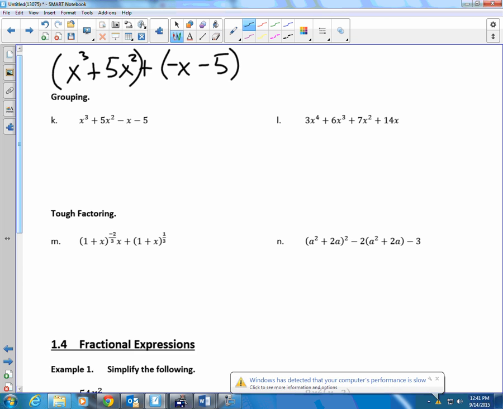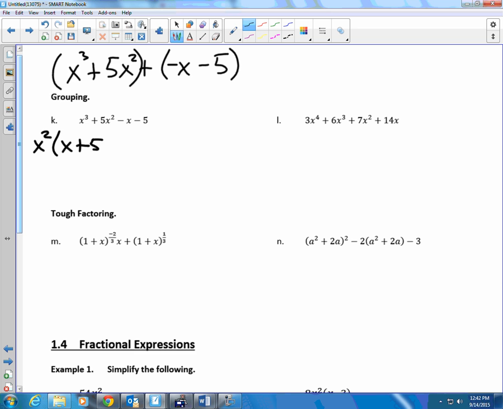Now, what can I take out of the first 2 terms? x squared, and you're left with x plus 5. What can you take out of the second set? Negative 1. And you're left with x plus 5. All right, now I have 2 terms. What do they share in common? They share x plus 5. When you take out an x plus 5, what are you left with?